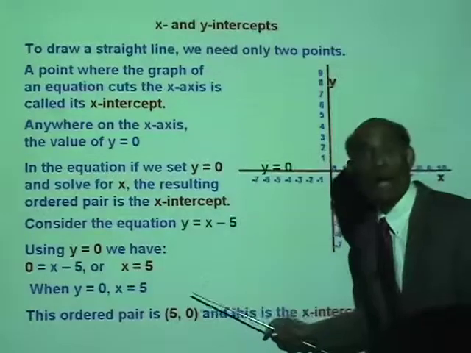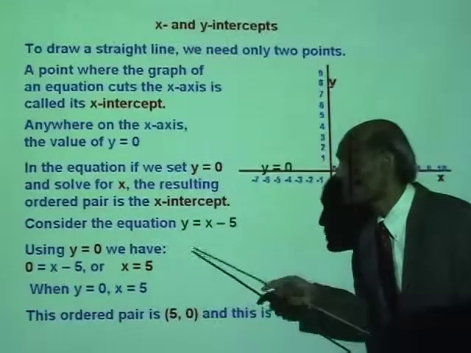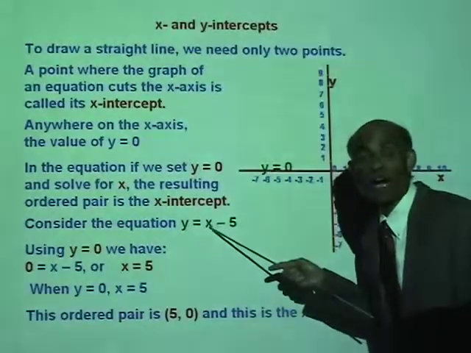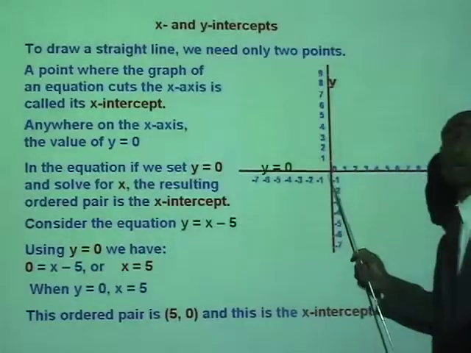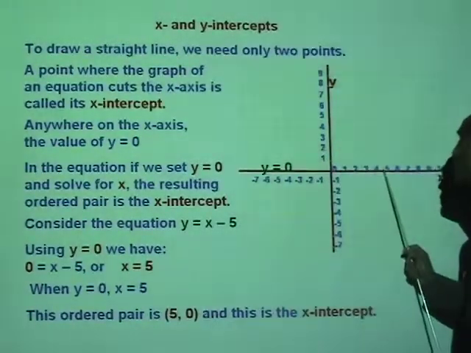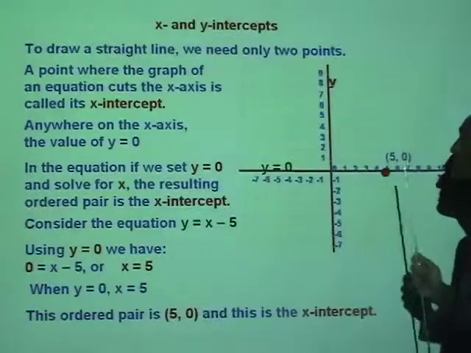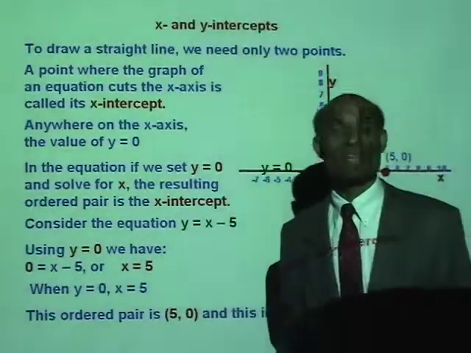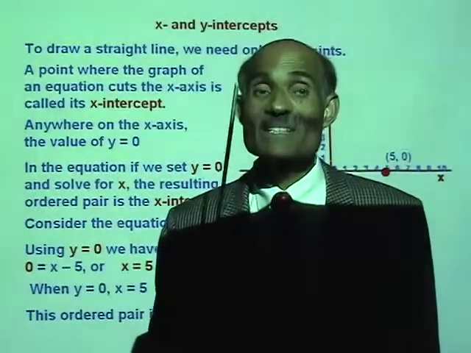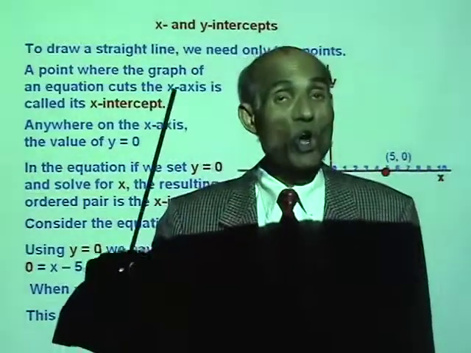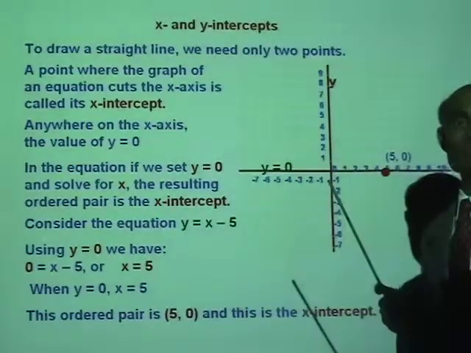Now remember, for an x-intercept, this y value will always be 0, because we set y equal to 0 and solved for x. The ordered pair is (5, 0). Can you mark it? Where is that point (5, 0)? This is x equal to 5 and y equal to 0. So this is the point (5, 0). We got the x-intercept. Tell me, what do you do to get the x-intercept? In the equation, set y equal to 0 and solve for x. And the resulting ordered pair is the x-intercept.